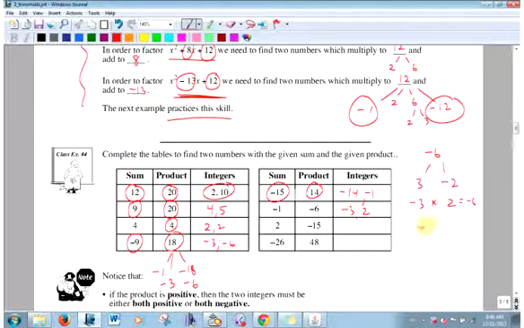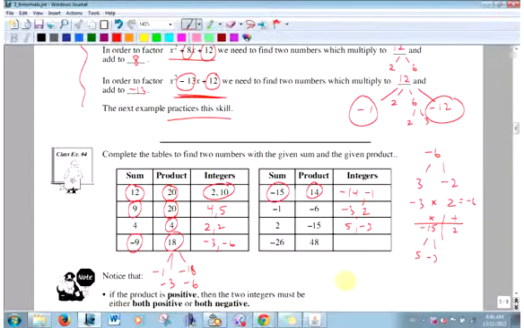Negative 15. What multiplies to negative 15 and adds to 2? Well, I know 5 times 3 is 15. The difference looks like 2, but one of these has to be a negative to make the product negative. Does that add to positive 2? No, that's negative 2, so it must be 5 times negative 3.